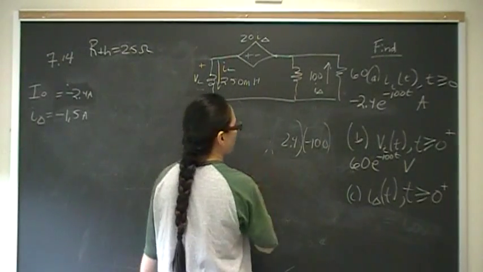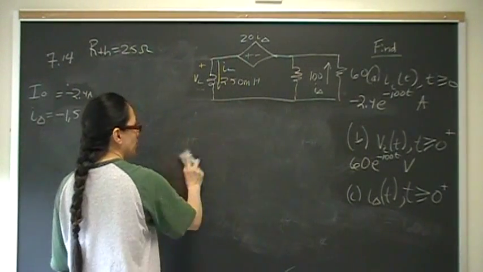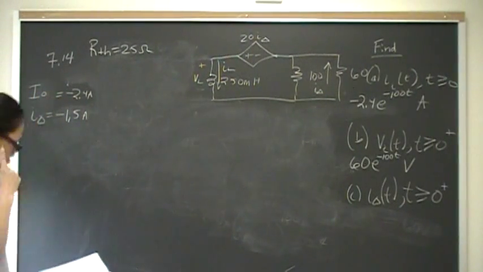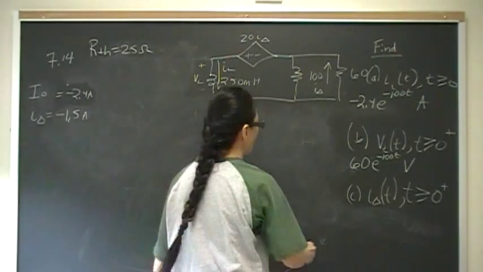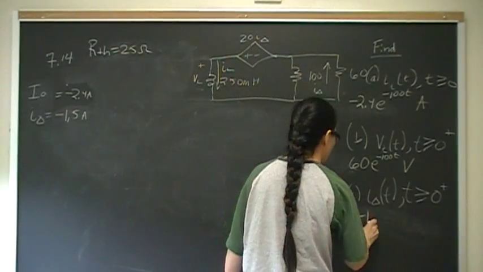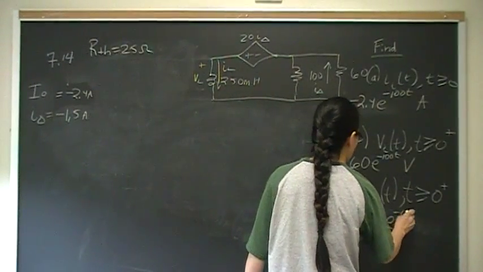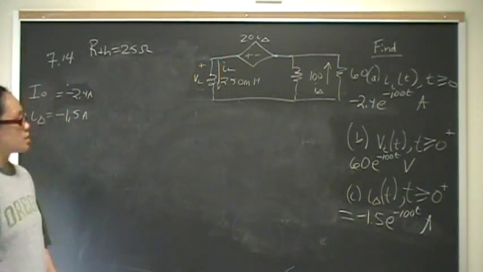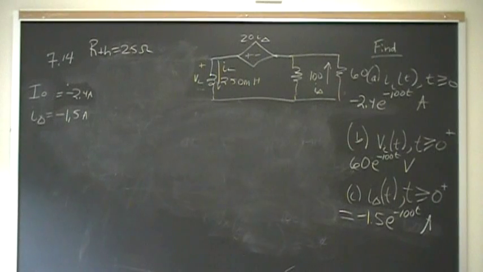And then for the final one, the current through the 60 ohm resistor, that's just going to be negative 1.5 e to the minus 100 t amps. Okay, you guys, that is the answer to problem number 14 from chapter 7.